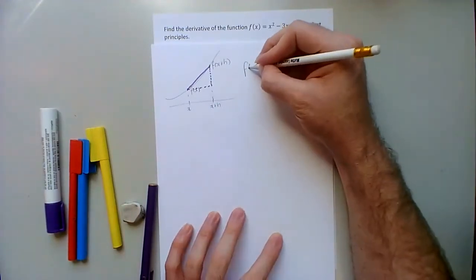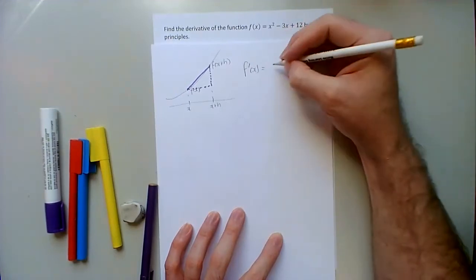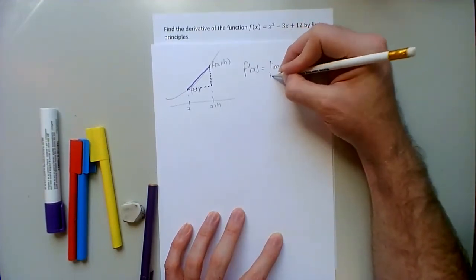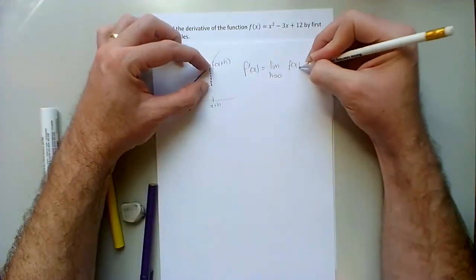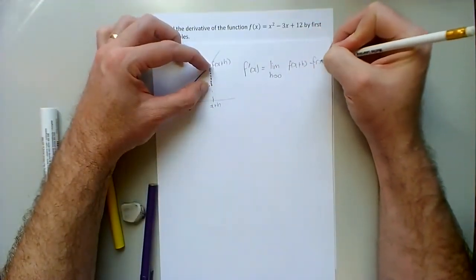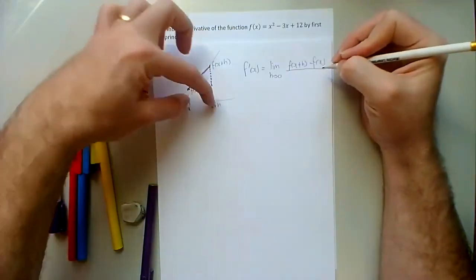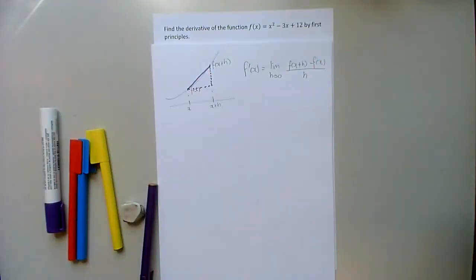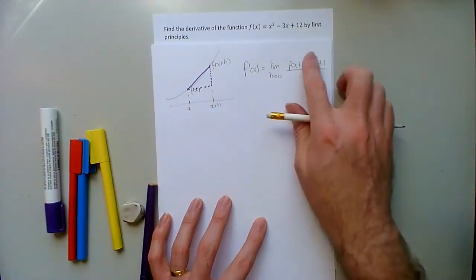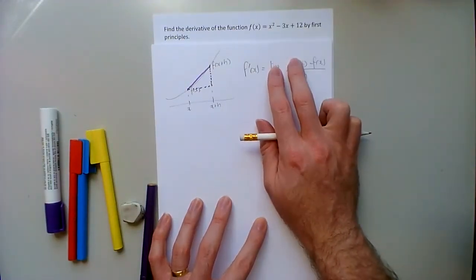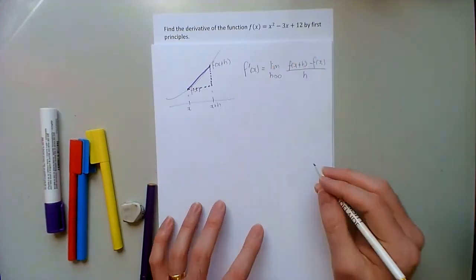And so first principles would be f dash x is the limit as h goes to 0 of this distance, which is f of x plus h minus f of x, divided by this distance, which is h. So I reckon if I figure out what each of these bits is, then I can do the limit, and that should be the answer.